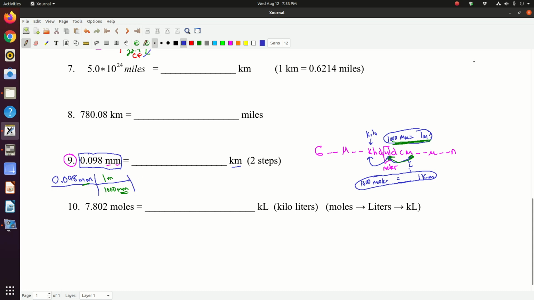And then we're not going to do the math yet. Now we're going to get the second part of the bridge. I could go ahead and at least cancel this unit, millimeters and millimeters canceling.